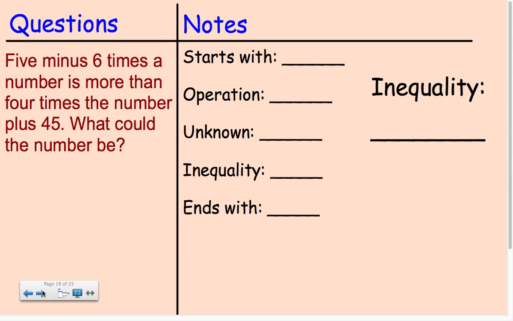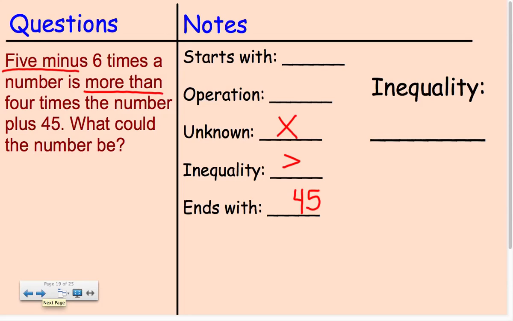5 minus 6 times a number is more than 4 times the number plus 45. What could the number be? All right, so our unknown again is x. Our inequality is more than, so more than is greater than. Now our ends with is 45, but we're going to put something in front of it. Let's start reading from the beginning.